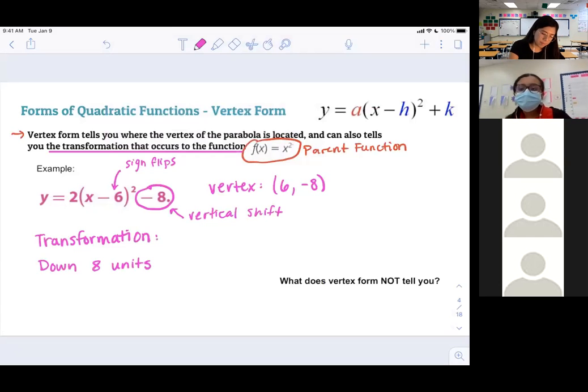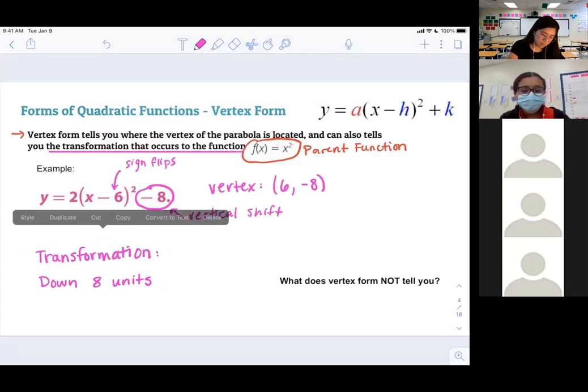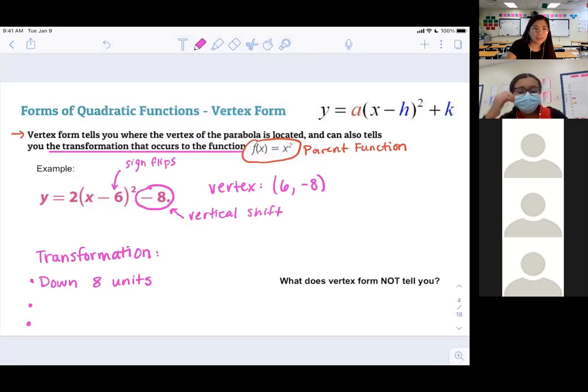What else happens? There's 3. Emily said it. Right 6 units. Good. This is my horizontal shift.